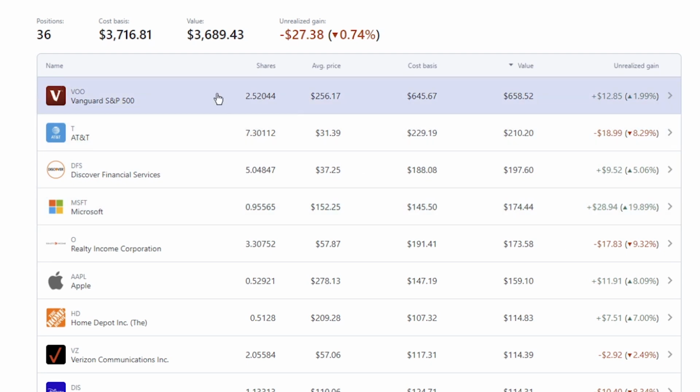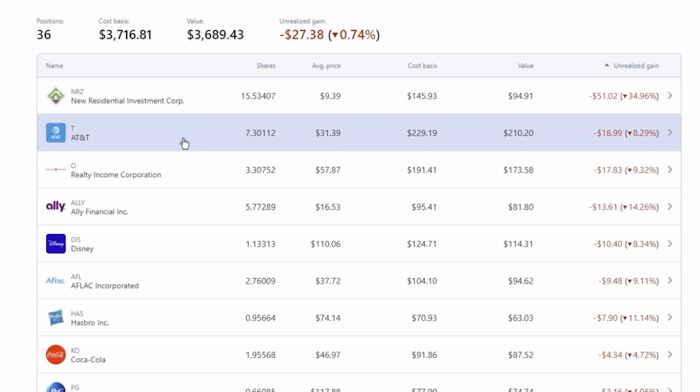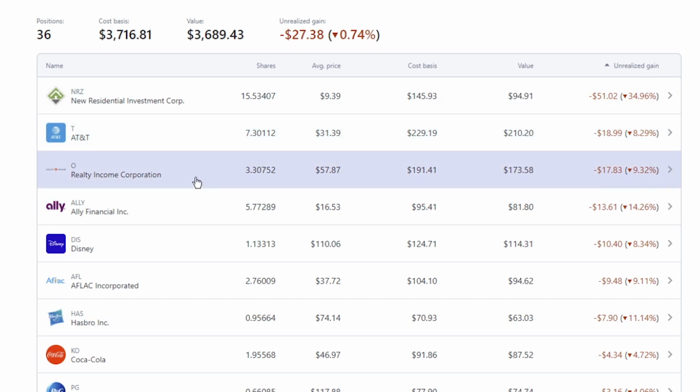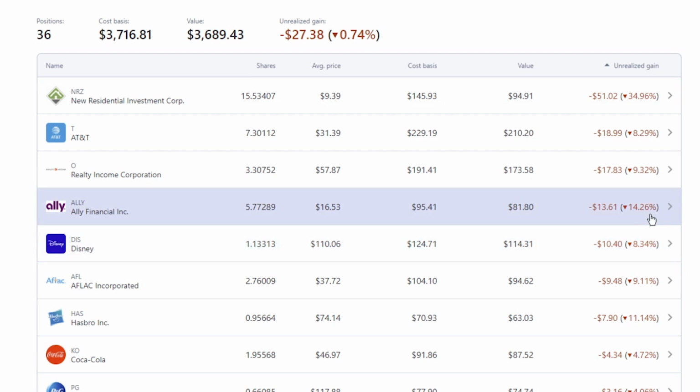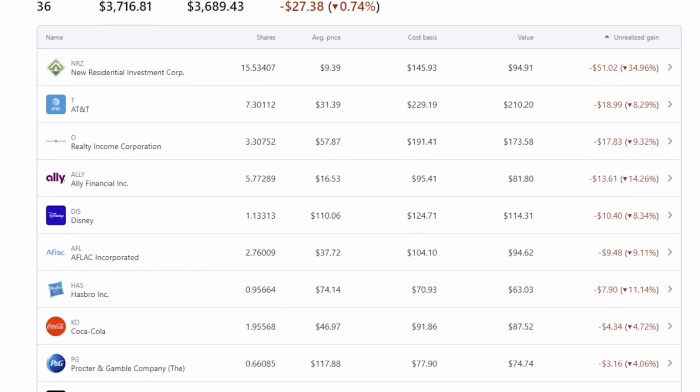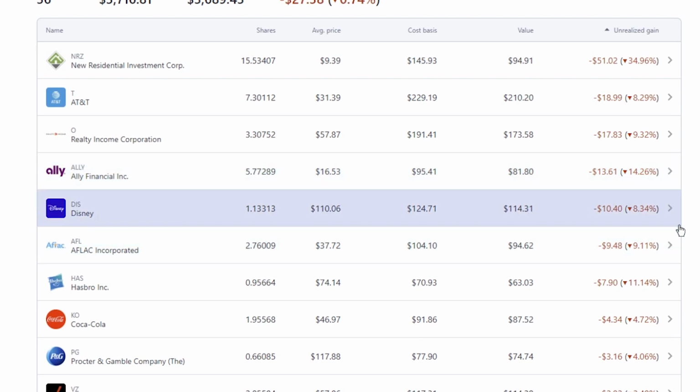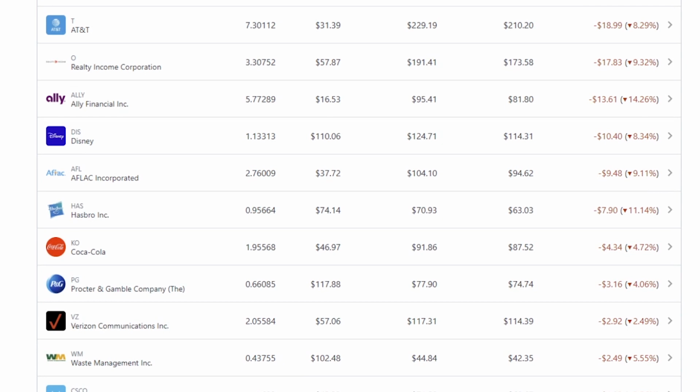So I could still be dollar cost averaging pretty heavily on this one if I wanted to as well. I got AT&T down 8%, Realty Income down about 10%, and then we got Ally Bank taking kind of a big hit right now, almost 14% down from the original price point where I got them. So this gives me the opportunity to get some really good value in the companies that I already have invested in.